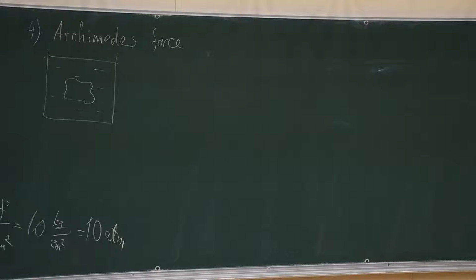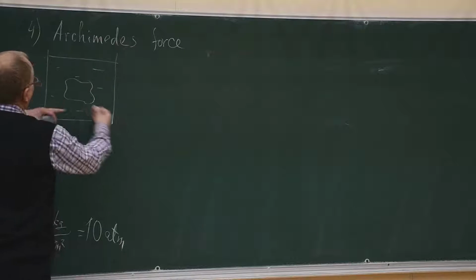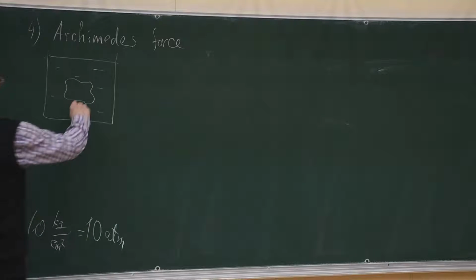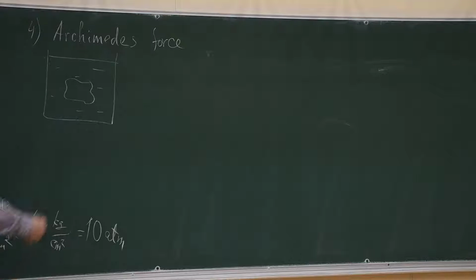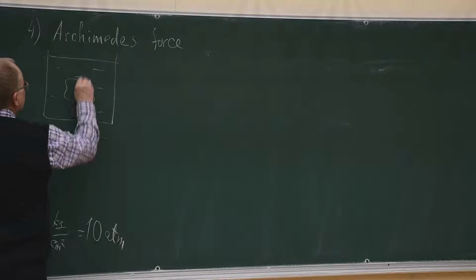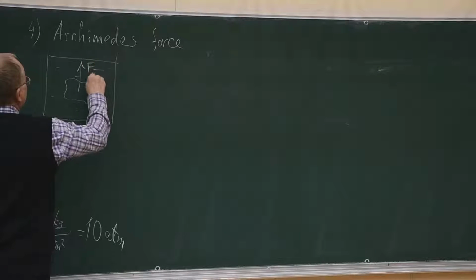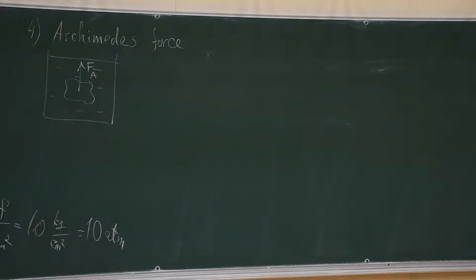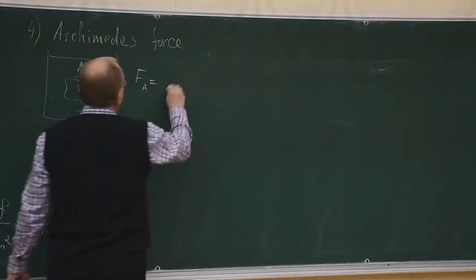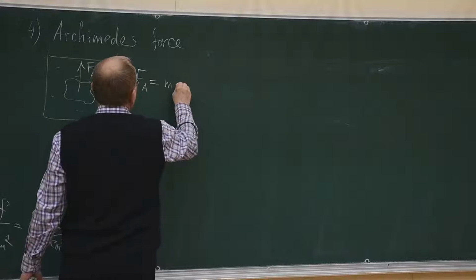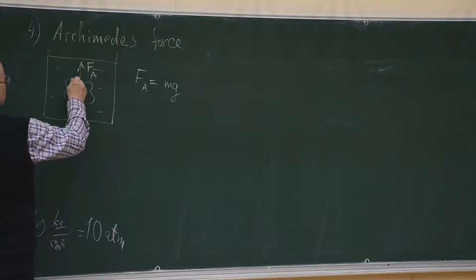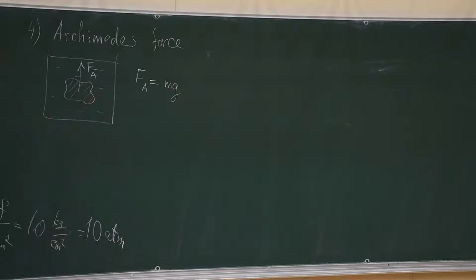then water or liquid pressure, any liquid, not necessarily water, any liquid will behave in the same way. The liquid pressure on the surface of this body will result in the net buoyant force, that is an Archimedes force, a net buoyant force that will be equal to the weight mg of the displaced water.